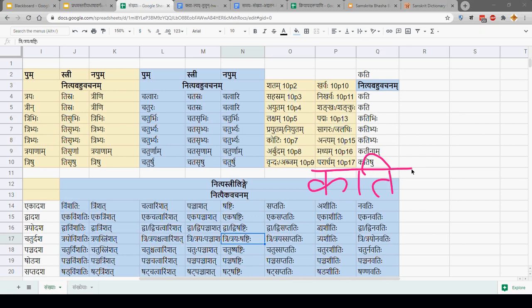If there is only one lekhani, then the answer will be singular. So eka lekhani asti. Kati lekhanyah santi. Eka lekhani asti. Kati vahanani santi. Ekam vahanam asti. If there are two, then there will be dual there. Dve vahane or dvau balakau, etc. But with the kati, the question will be in plural.